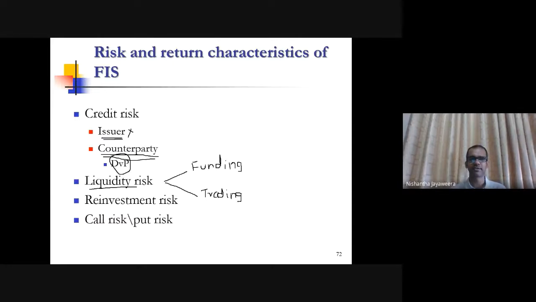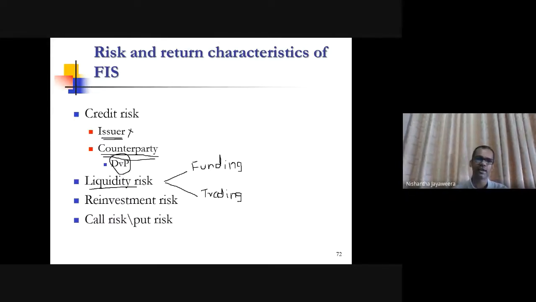You don't have enough cash. You have a lot of assets in your possession, maybe buildings, government securities, or whatever, but you don't have cash to meet your obligation. You have to pay customers, depositors. They are going to withdraw their deposits, so you need cash. You also have commitments to other banks to pay whatever the borrowings from those banks, things like that.